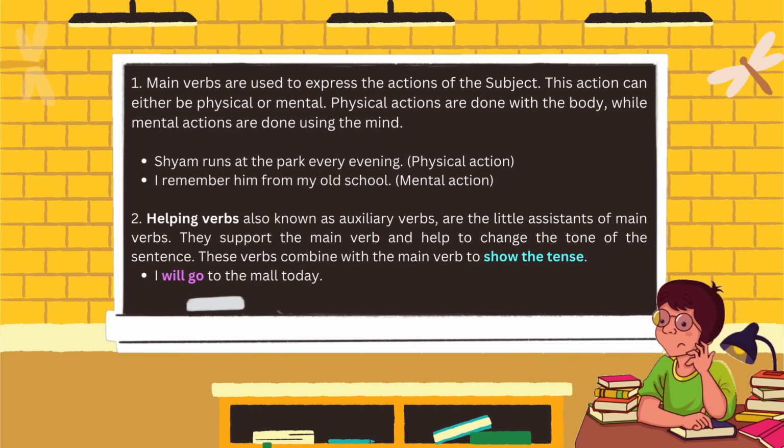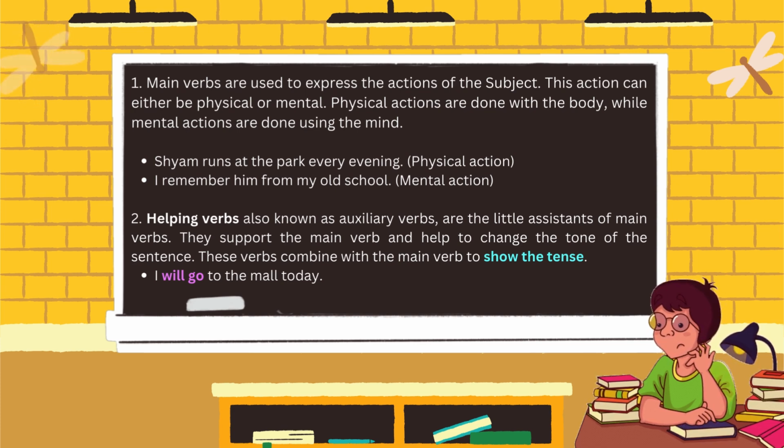1. Main verbs are used to express the actions of the subject. This action can either be physical or mental. Physical actions are done with the body, while mental actions are done using the mind. Shyam runs at the park every evening. Physical action. I remember him from my old school. Mental action.